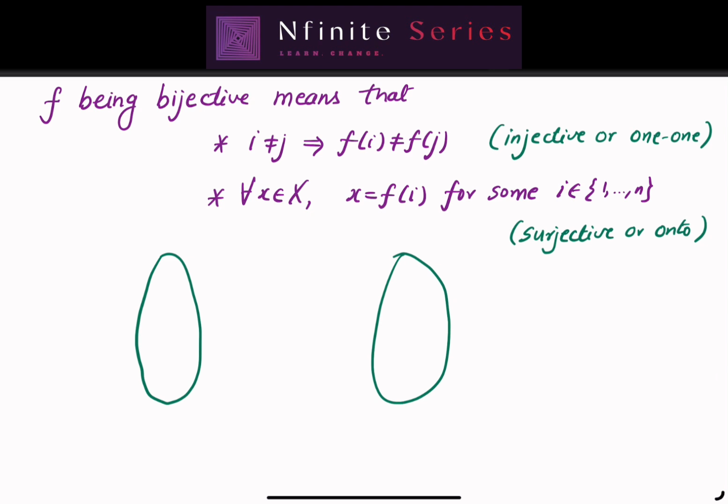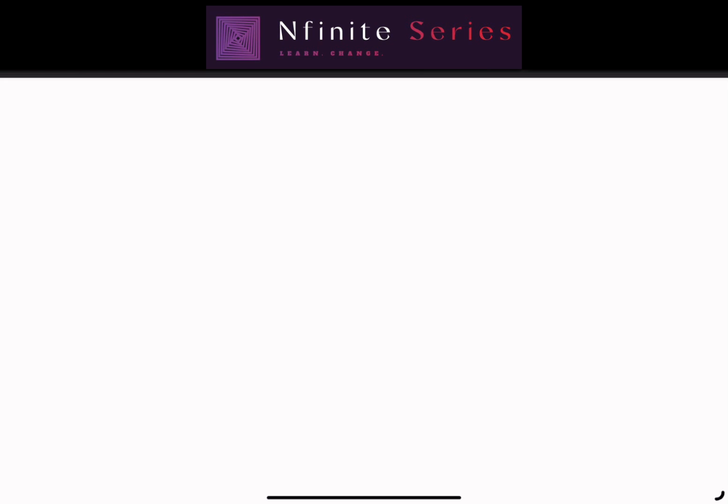In diagrams, it can be represented this way. Suppose you have on the left side these elements 1 up to n, and on the right side you have elements say x1, x2 up to xn, and the function maps 1 to the first element, 2 to the second, and so on, and n to the nth element. So this is the meaning of bijection. Now we have defined finite sets. Let us move to the definition of infinite sets.